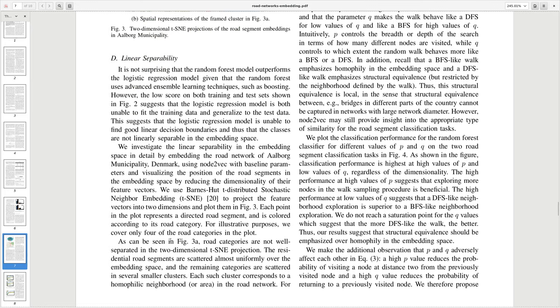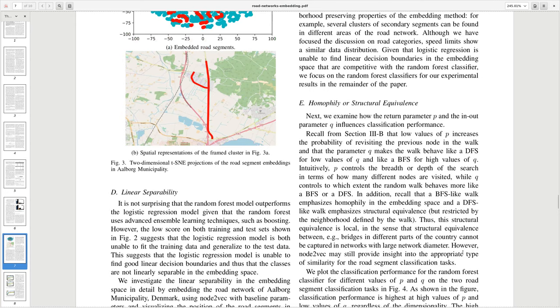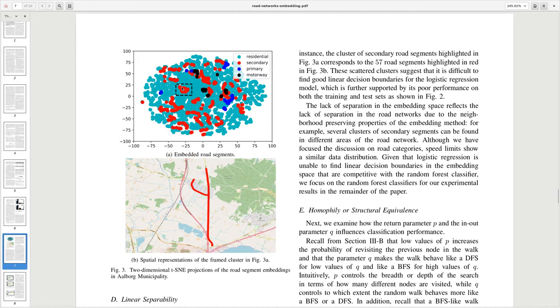Let's see. It can be seen in figure 3a that road categories are not well separated in the two-dimensional t-SNE projection. The residential road segments are scattered almost uniformly over the embedding space, and the remaining categories are scattered in several smaller clusters. Each such cluster corresponds to a homophilic neighborhood or area in the road network. So this straight road doesn't have obvious clusters that are well distributed.